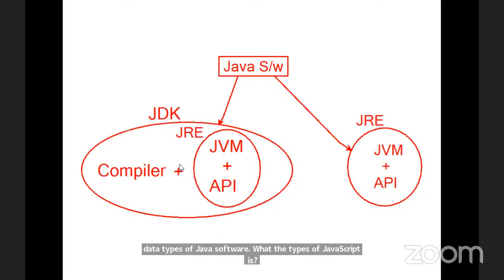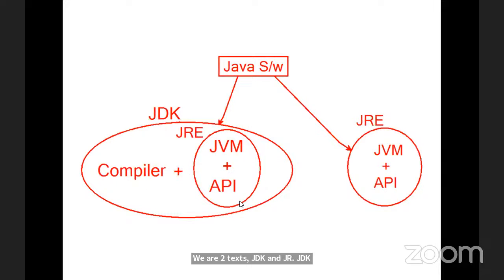JDK contains compiler plus JRE, which is JVM plus API. Whereas JRE contains only JVM plus API. So tell me, who are you? Are you a developer or customer? Developer. You are here for developing. Then in your computer, which software do you install, JDK or JRE? JDK you have to install.